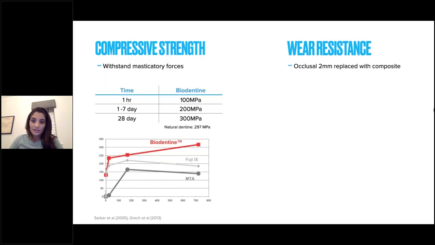It does wear, however, so the occlusal 2 millimeters does have to be replaced with composite. Even if you do the two-stage technique, I would say after about 2 weeks to a month, ideally come back and replace it with a composite. You can leave it a little bit longer than that if you need to, but you just need to be a little bit careful because it does wear a lot more than some other materials.